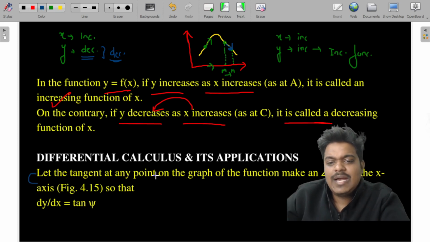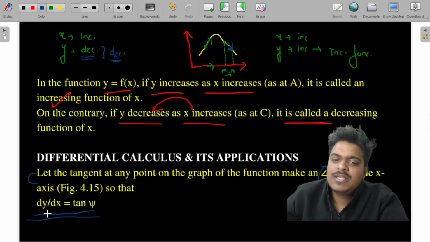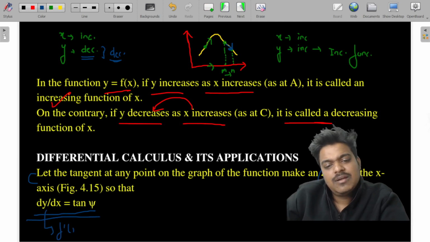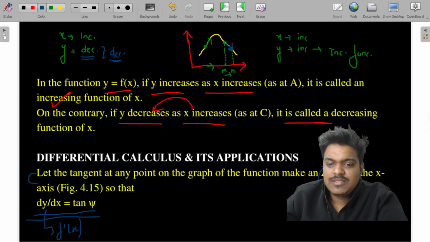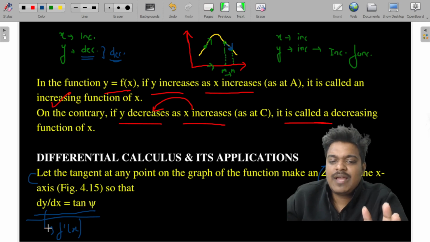Let the tangent at any point on the graph of the function make an angle psi with the x-axis. So you know that tan psi is equal to dy by dx, which is nothing but f dash x. So to understand, if you find the f dash x, you will calculate dy by dx, which is nothing but tan psi.